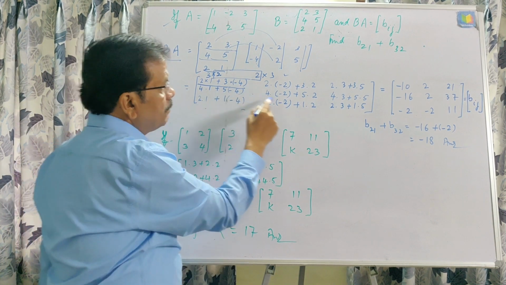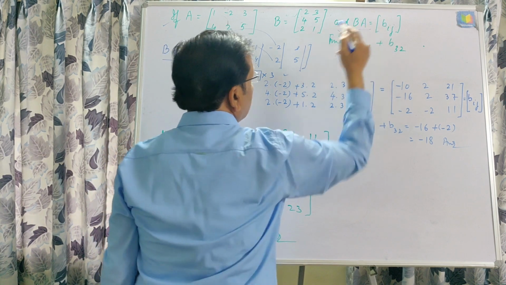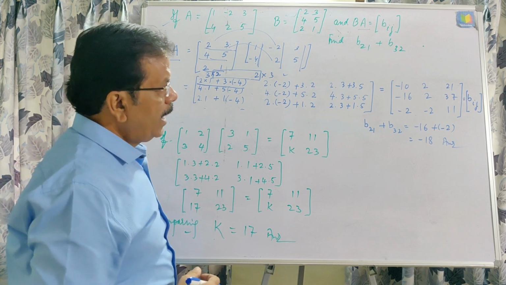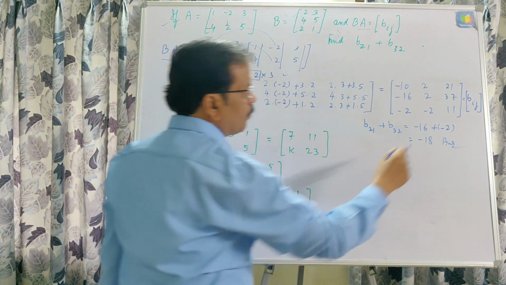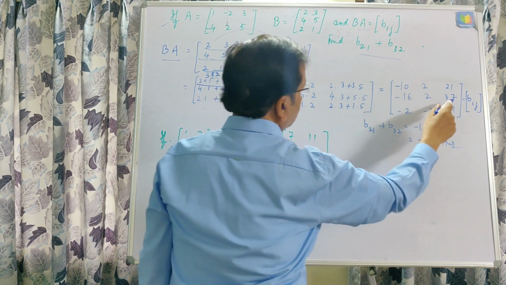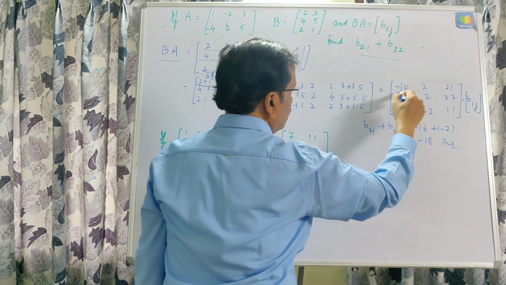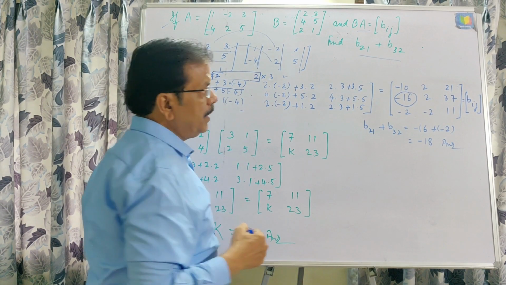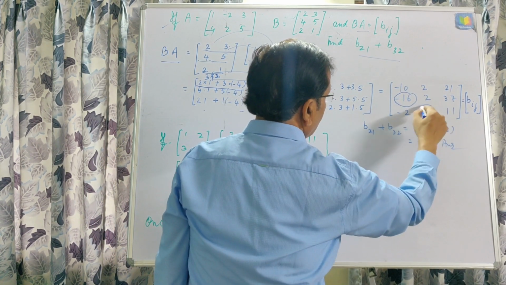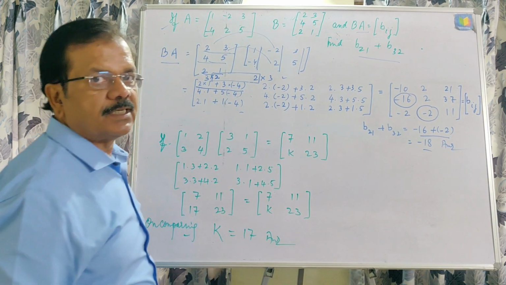Then after simplification we are getting this value, but this multiplication is represented in the form of small bij as the elements, where i is the row number and j the column number. We have to find B21, meaning i should be 2, second row, and j should be 1, first column, which is minus 16. B32 means third row and second column, which is minus 2, and this way we are getting minus 18, which is the answer.